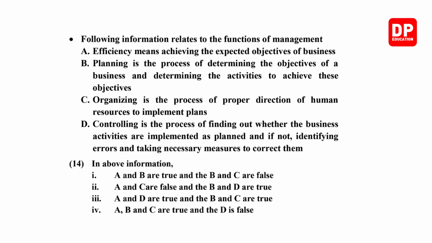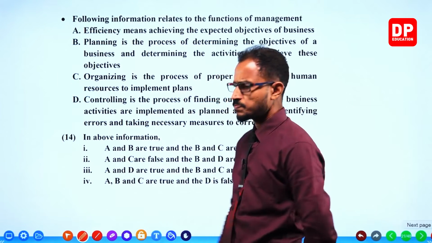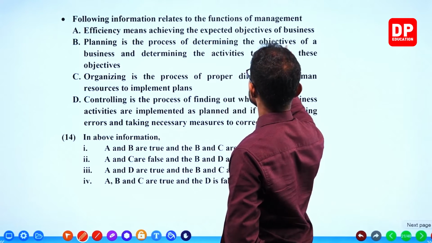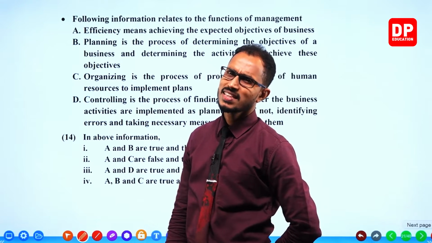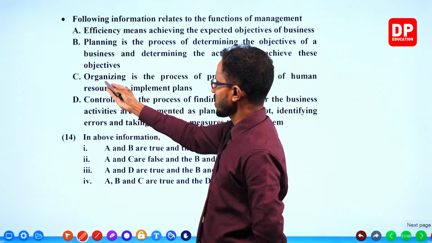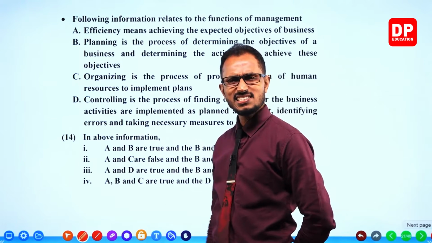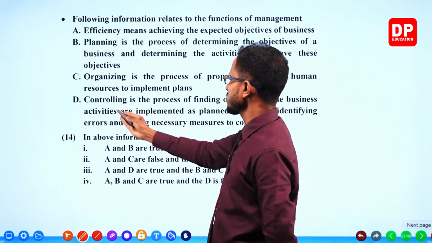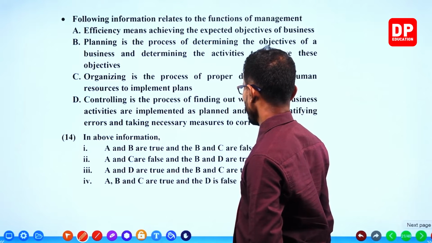Right. Next one. Following information relates to the functions of management. Efficiency means achieving the expected objectives of a business. Okay. Planning is the process of determining the objectives of a business and determining the activities to achieve these objectives. That's true, yeah. Organizing is the process of proper direction of human resources to implement plans. Organizing is that? No. Controlling is the process of finding out whether the business activities are implemented as planned, and if not, identifying errors and taking necessary actions to correct them.